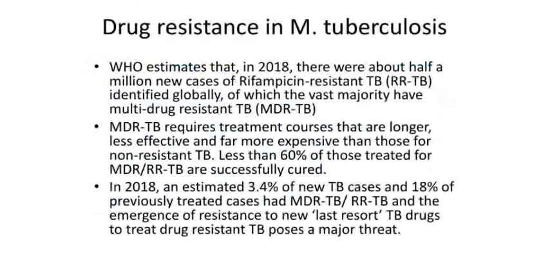So multi-drug resistant tuberculosis requires treatment courses that are longer, less effective, and far more expensive compared to the routine ones, because it takes a lot of time to treat such infections, and a lot of combinations of antibiotics need to be provided to the patients. Less than 60% of those treated for multi-drug resistant RR-TB are successfully cured. So there is only about a 50% chance that you will be cured successfully without any relapse. In 2018, an estimated 3.4% of new TB cases and 18% of previously treated cases had multi-drug resistant TB. And the emergence of resistance to new last resort TB drugs to treat drug resistant TB also poses a major threat. And now we don't have many tuberculosis drugs in the pipeline, and a lot of research is going on globally to address this issue.